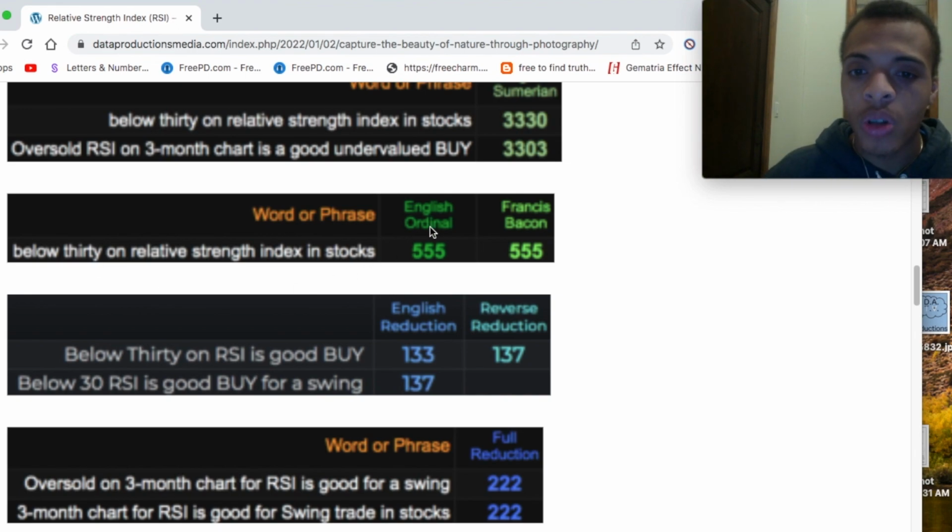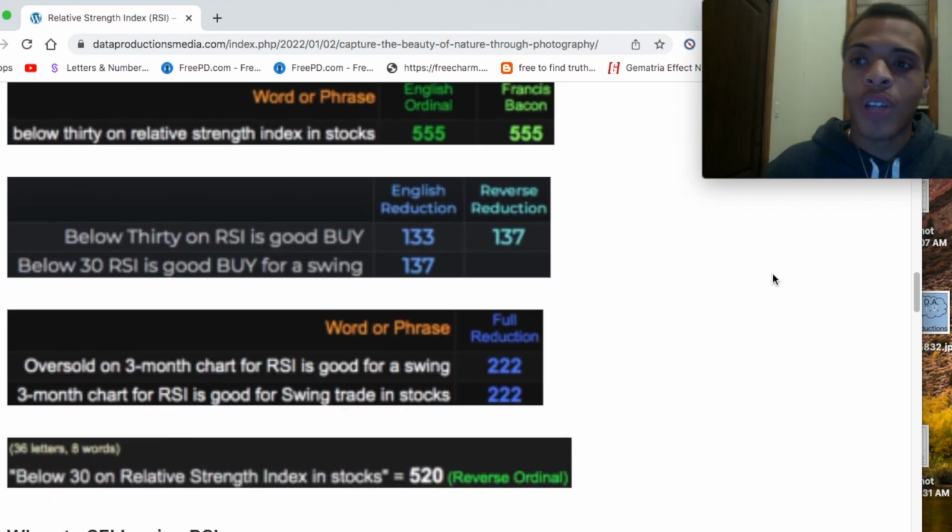555 English ordinal. 555 Francis Bacon. That 222 in the flip, remember. Those flip mirrors. And then we go to the reliable English reduction ciphers. Below 30 spelled out on RSI is good buy. 133 in reduction. 137 in reverse reduction. Below 30 RSI is good buy for a swing.